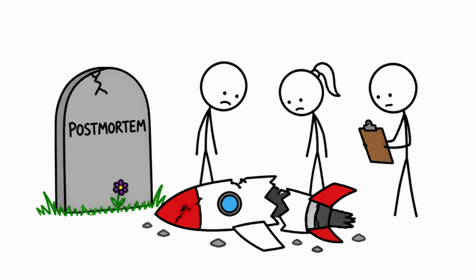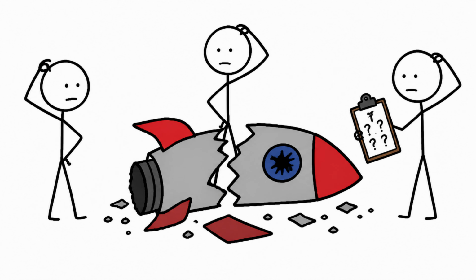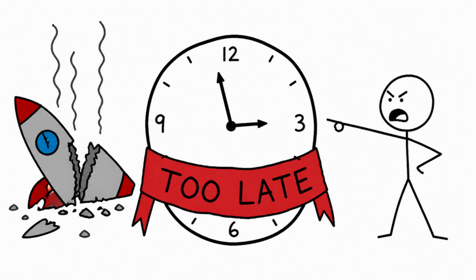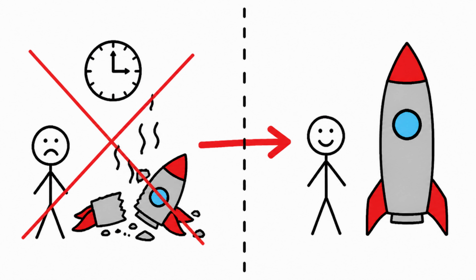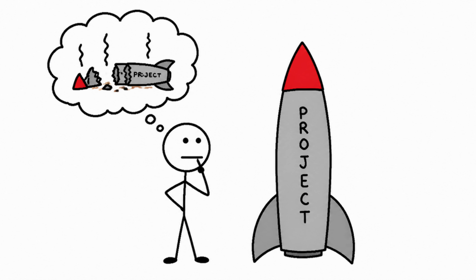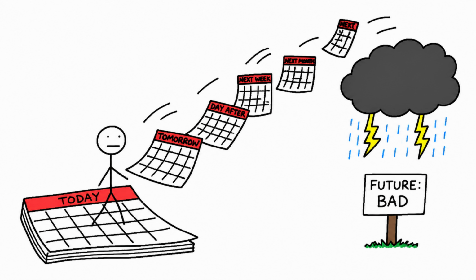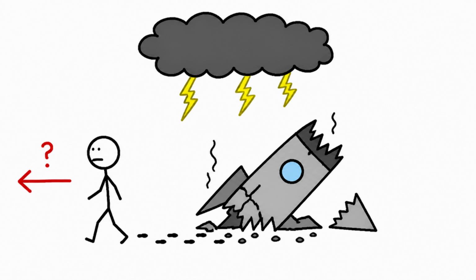We're all familiar with the post-mortem. Something goes wrong, and afterward, everyone gathers to figure out what happened. But by then, it's too late. The damage is done. The pre-mortem flips this around completely. Instead of waiting for failure to happen and then analyzing it, you imagine the failure before it ever occurs. You travel forward in time, mentally, to a future where things went badly, and then you work backward to figure out why.